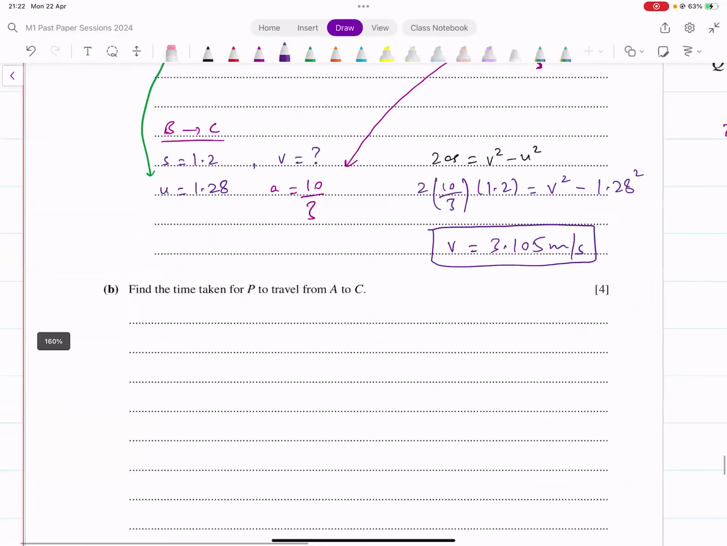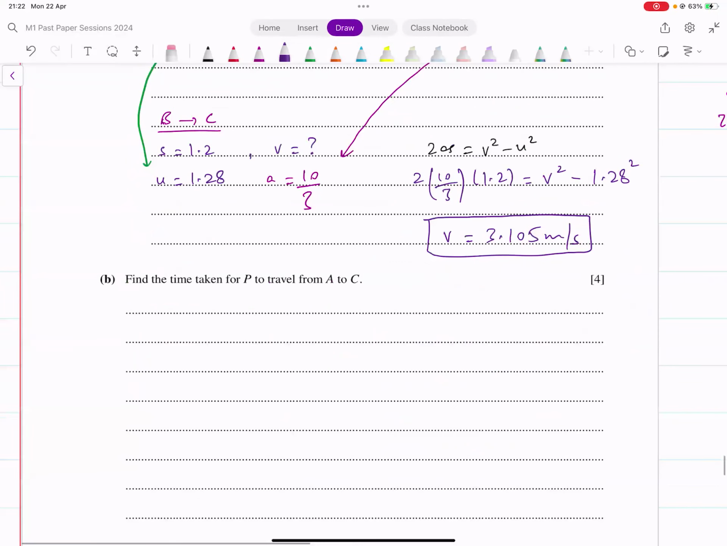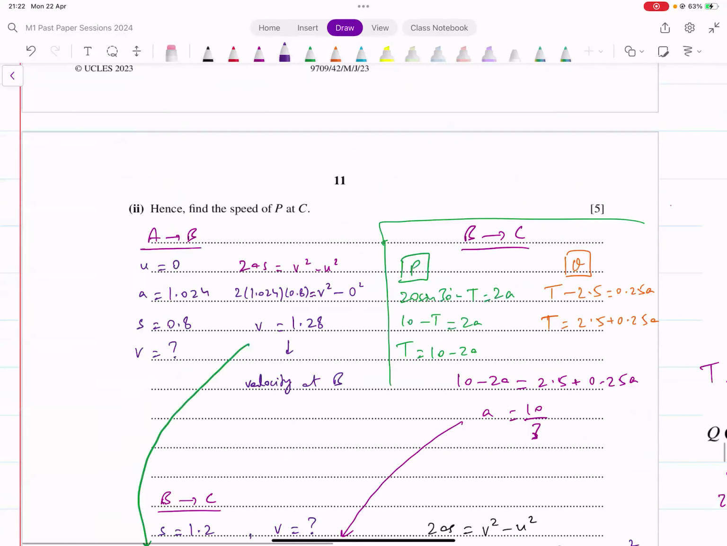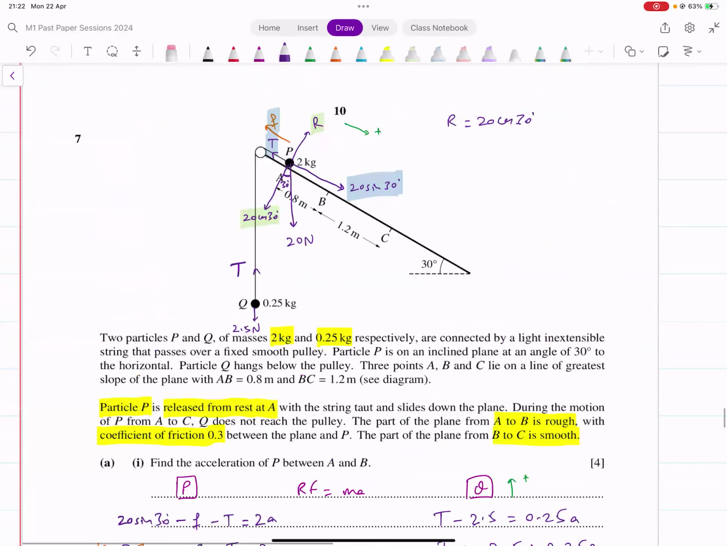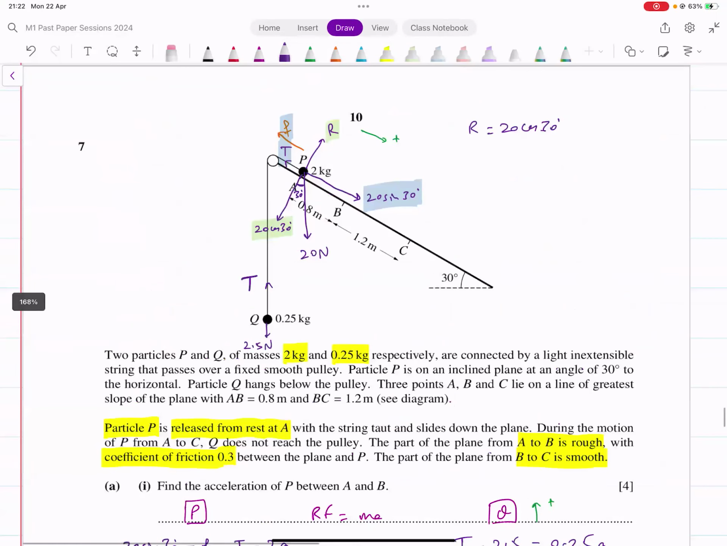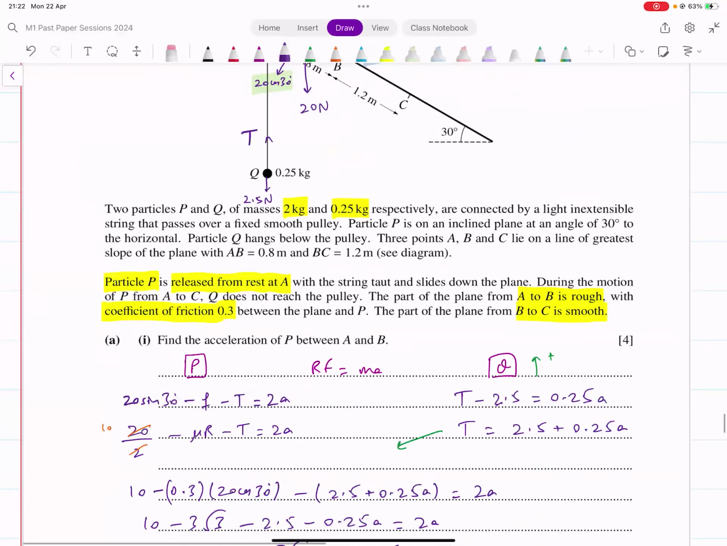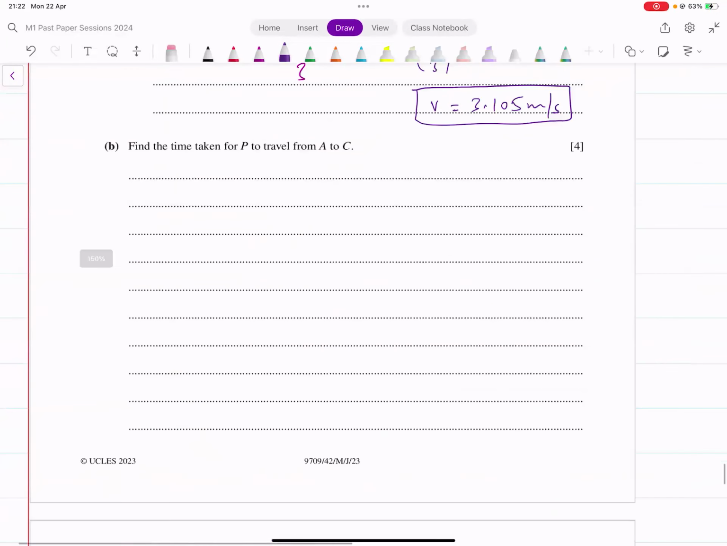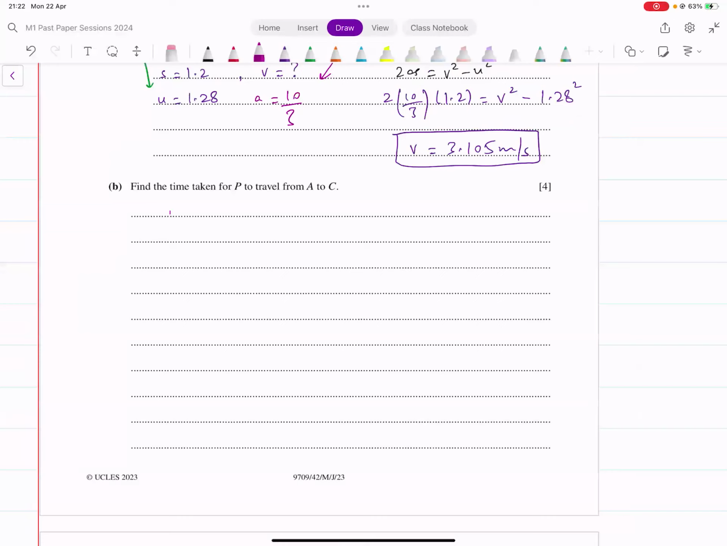It says find the time taken for B to travel from A to C. Now, what's the total time taken from A to C? Well, we've got everything now. We know everything about the A to B part of the journey and the B to C part of the journey. We could just use constant acceleration formulas in both parts separately. We know what's happening from A to B and we know what's happening from B to C.